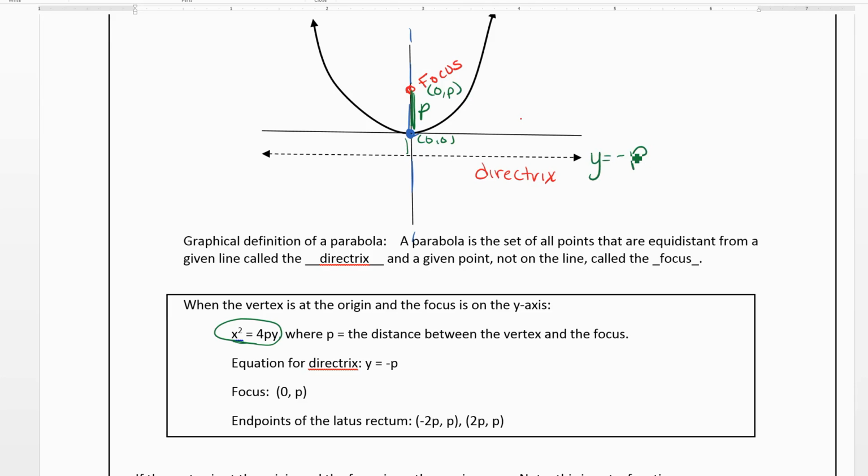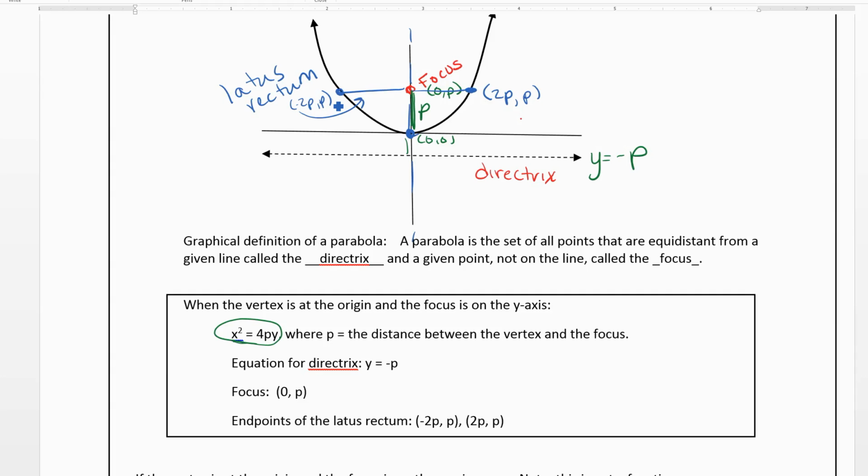Okay, now, to get two other points on our parabola to graph it, we're going to go out from the focus, and we're going to find this point right here and this point right here. And that line going through there is called the latus rectum. So those two points that I've just drawn are called the endpoints. So here we're going to go out 2p on either side from the focus. So this point is at 2p, p, and this point is at negative 2p, p.